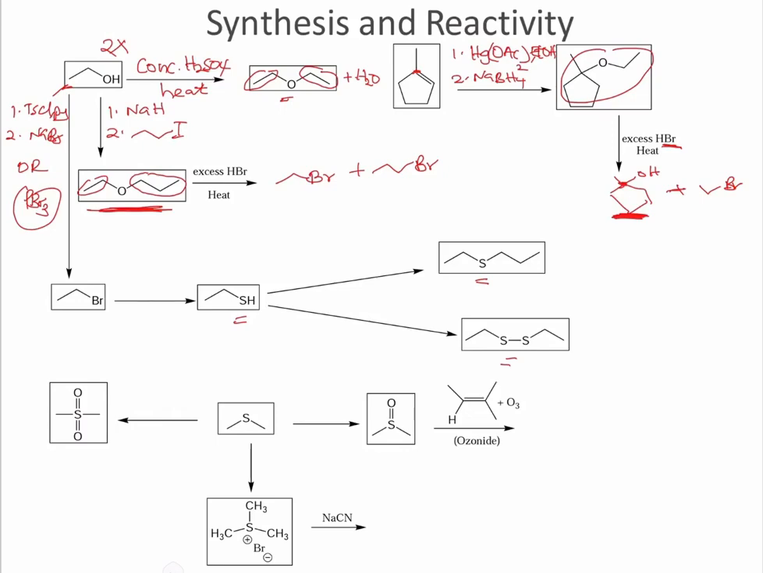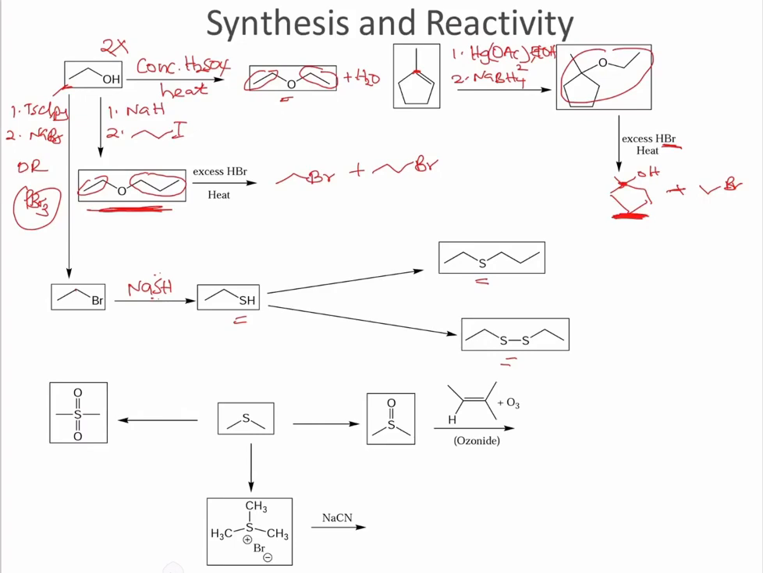Once we form the alkyl halide, or if we just have a starting material as an alkyl halide, then we can use sodium hydrosulfide, which is NaSH. Here the hydrosulfide is going to act as a nucleophile and attack this carbon, so we end up forming a thiol.